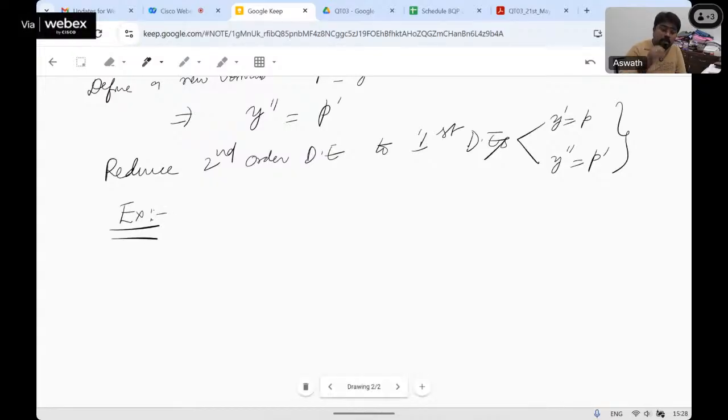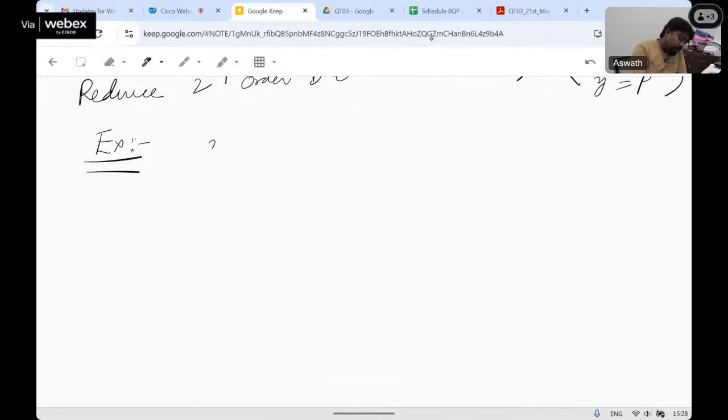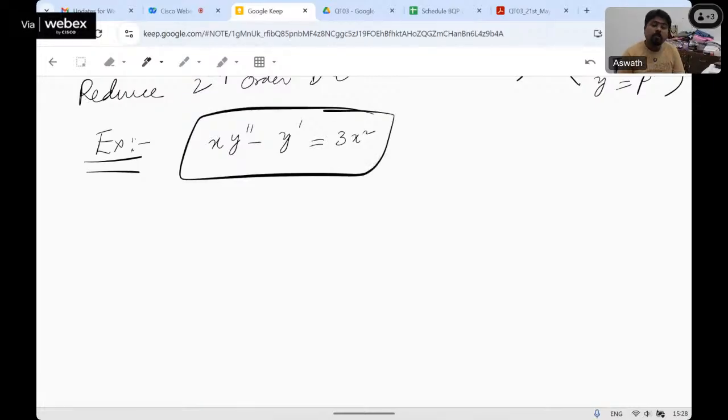Understanding the reduction method. Let me give you an equation: x into y double prime minus y prime is equal to 3x square. This is a differential equation. If you carefully see here, x is there, y is missing. Among the various possible elements that exist in a second order differential equation, there are 4 things that must exist. Among them, this is missing.